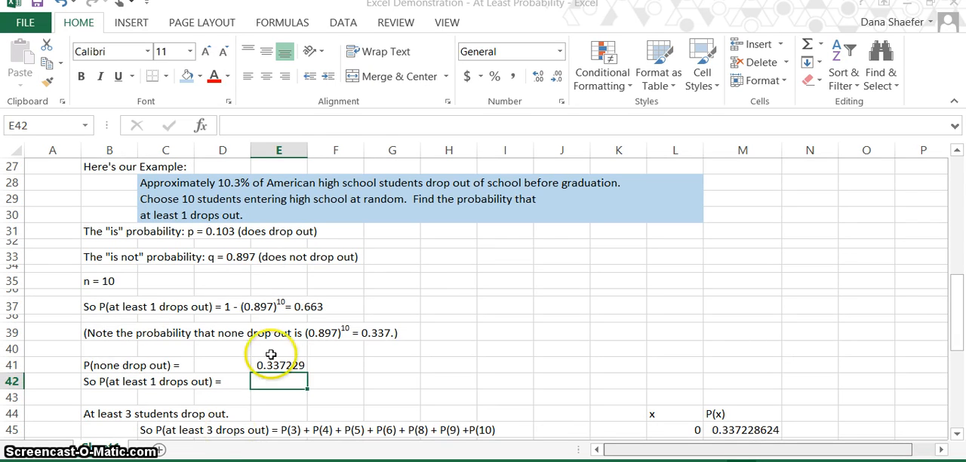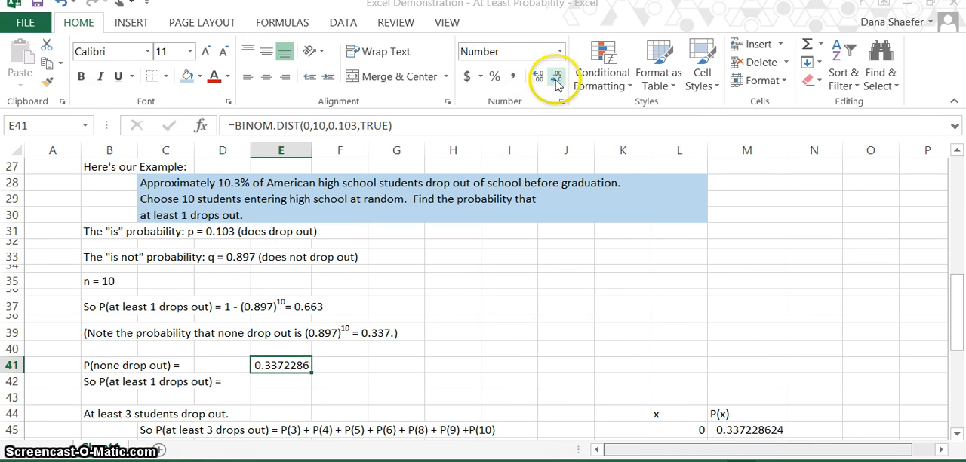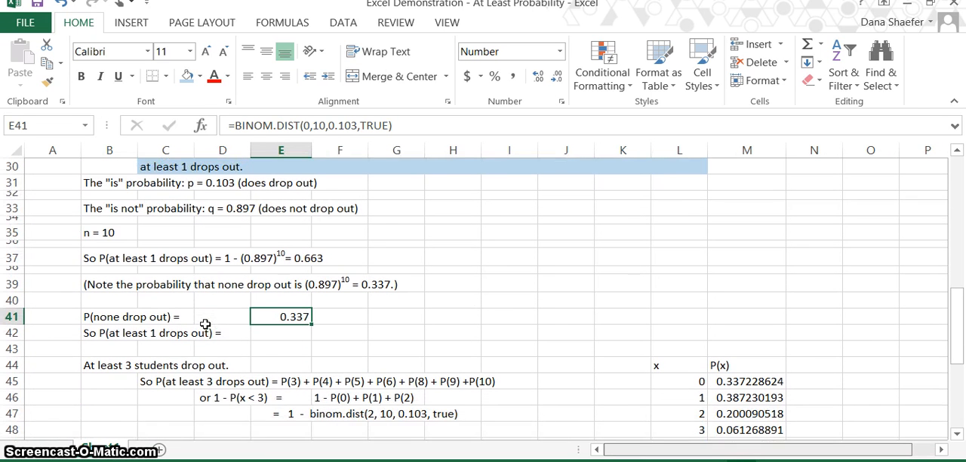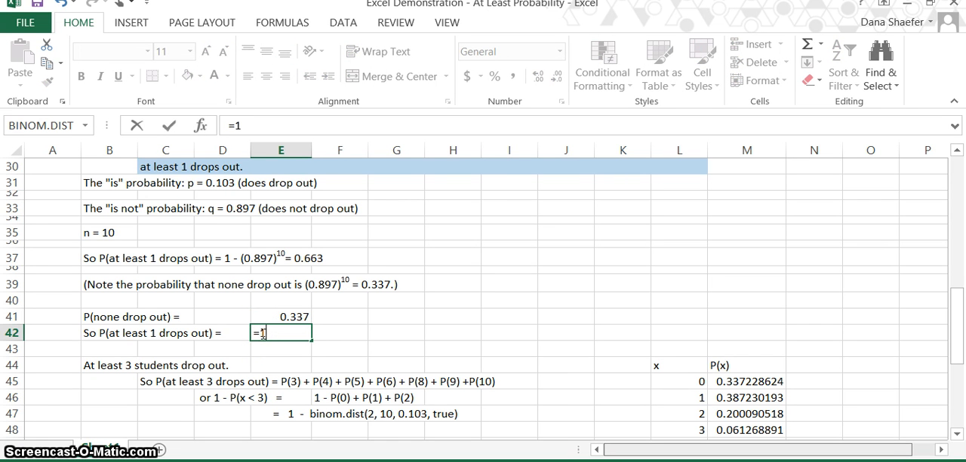Then I'm going to take my decimal and drop it down so that it goes the right way. So it says exactly what we want to the 3 decimal places. And so the probability of at least one dropping out is going to be 1 minus. So I'm going to say equal 1 minus, and I'm going to use this one up here. So 0.663. So exactly the same as we got up above when I was using the formula 1 minus 0.897 raised to the 10th power.